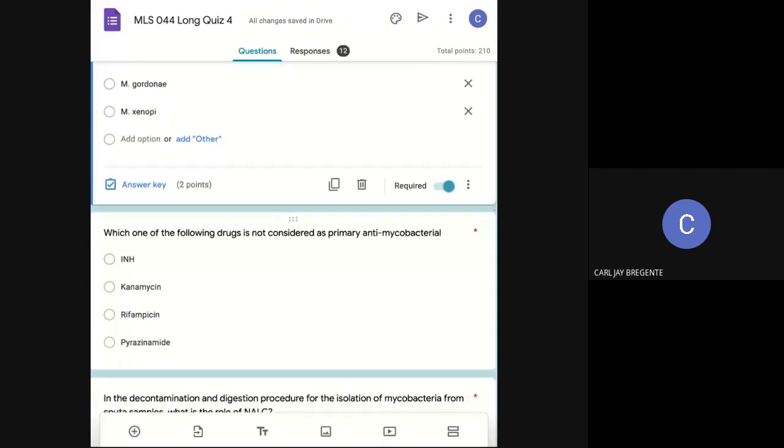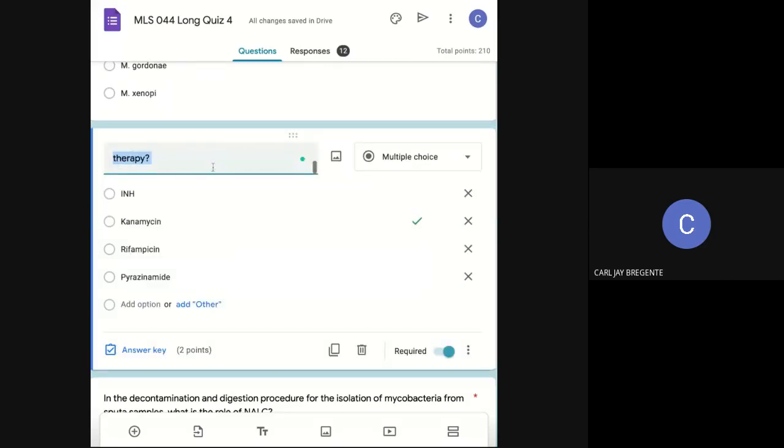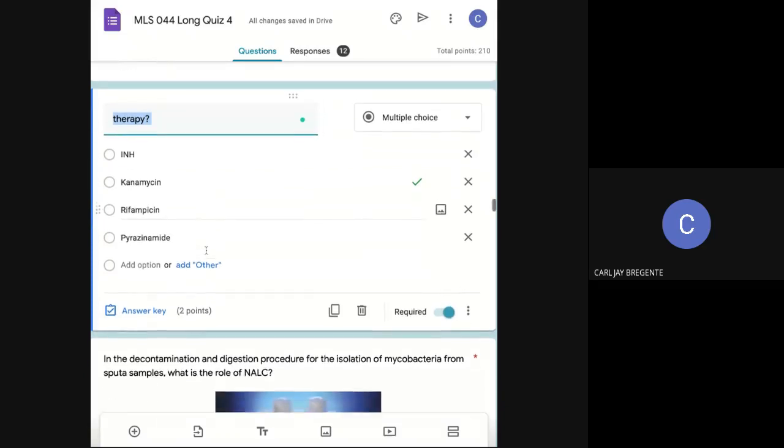Which of the following drugs is not considered as primary antimycobacterial treatment? So, the correct answer is kanamycin because kanamycin class is a secondary line treatment ra gyud na siya. Ang primary treatment is your isoniazid, rifampicin, pyrazinamide, and ethambutol. Kana silang upat. So, ang mga secondary line treatment is the primary treatment plus another antibiotics.